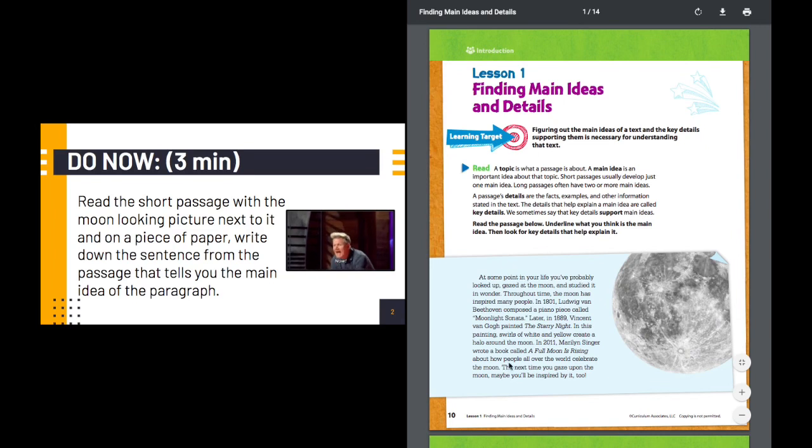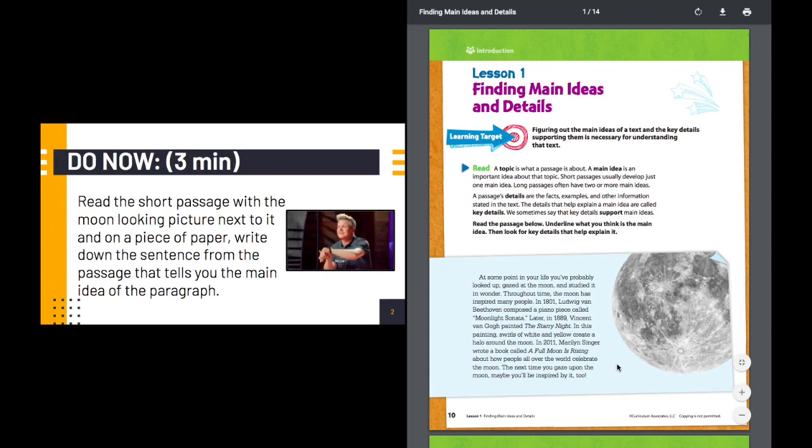Right here, I want you to read this short passage in the blue where the moon-looking picture is. And on your piece of paper, write down the sentence from the passage that tells you what the main idea of the paragraph is. As you guys know, there's always a main idea. No matter the text, even if it's this short, you should still be able to find at least one sentence that says it explicitly.